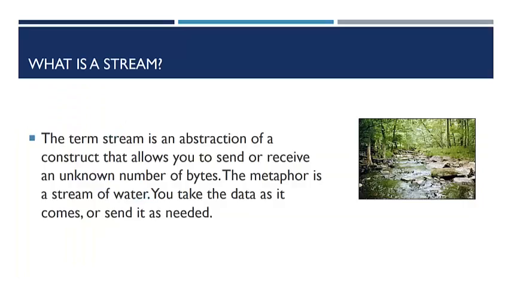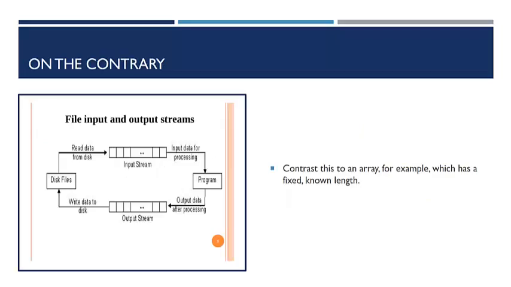What is a stream? The term stream is an abstraction of a construct that allows you to send or receive an unknown number of bytes. The metaphor, as you can see in the picture, is a stream of water. You take the data as it comes or send it as needed. On the contrary, for example, an array has a fixed known length. So in a stream, you get data and you don't know the length, you just keep reading or writing.